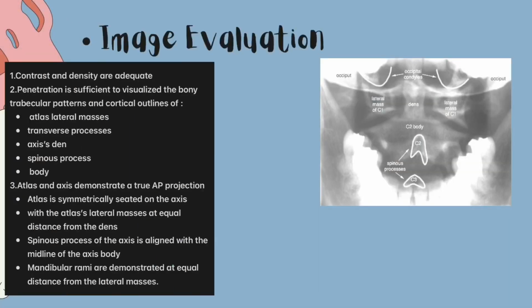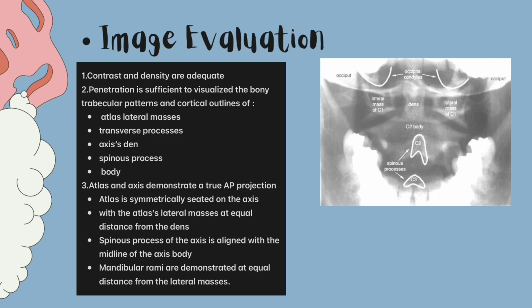Lastly, the image evaluation that must be included is that the contrast and density are adequate to demonstrate the bony structure of the atlas and axis. Penetration is sufficient to visualize the bony trabecular patterns and cortical outlines of the atlas lateral mass and the transverse process, also the axis spinous process and the body.